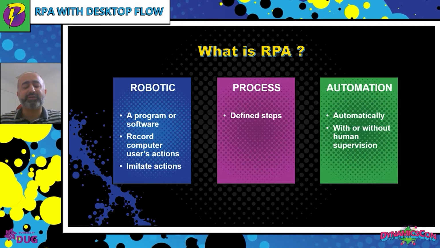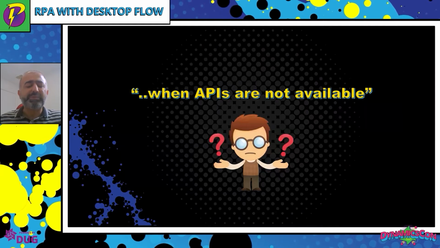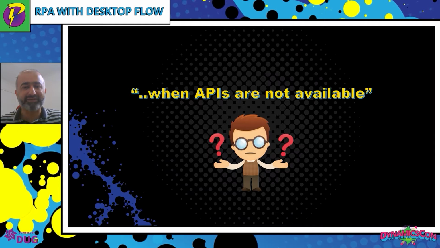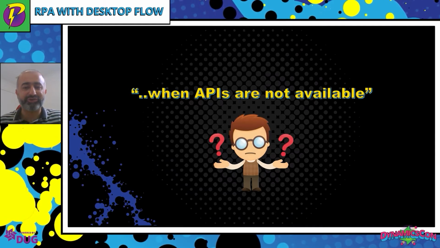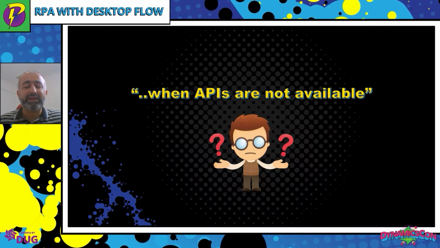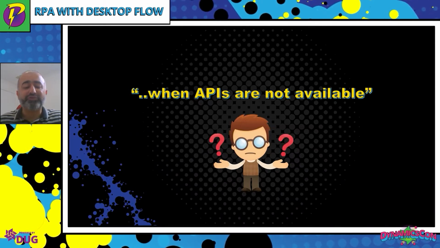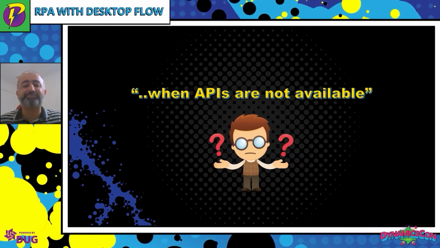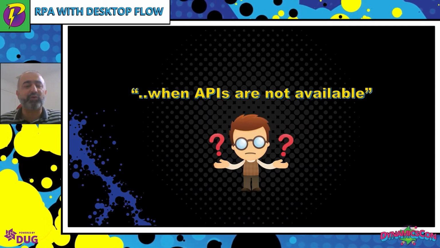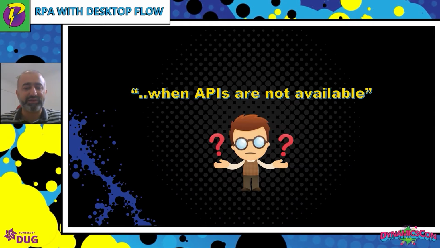Generally it is said RPA should be used when APIs are not available, but I think this is an umbrella sort of answer, and that needs a little elaboration. RPA can be used to solve any business problem when APIs are not available for any reason. Among those reasons, the classic one is when we are dealing with a legacy system where APIs are not available or can't be developed. But there are a few other reasons as well.